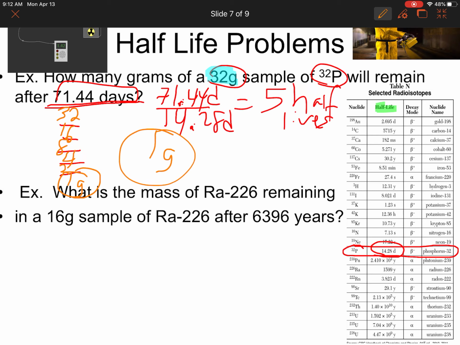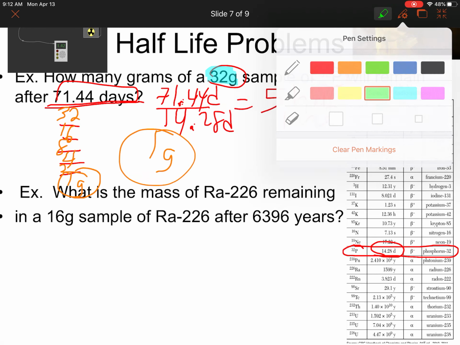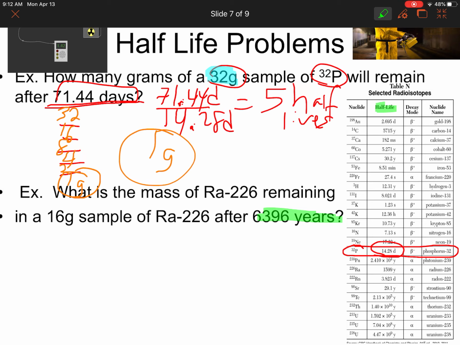What is the mass of Ra-226 remaining in the 16-gram sample of Ra-226 after 6,396 years? So they're giving us the mass again, they're giving us the time. What are they not giving us? Well, they're not giving us the half-life of this element, Ra-226.